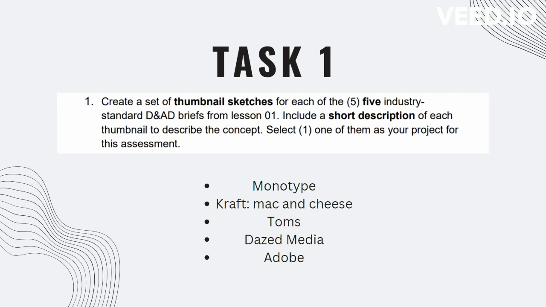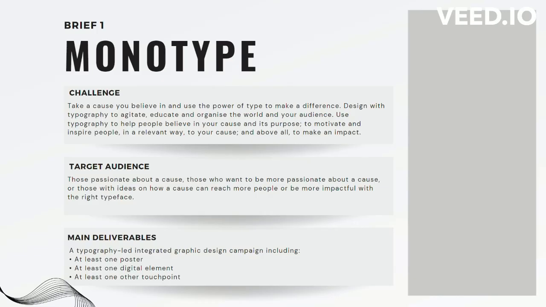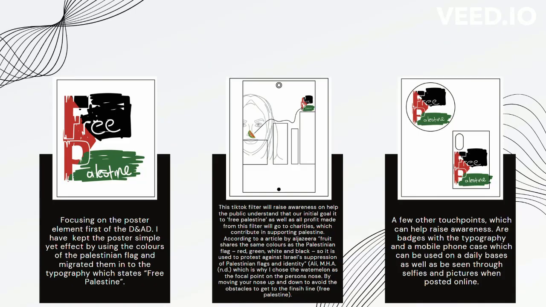They provided 5 briefs. Out of the list I picked Monotype. The challenge with Monotype was to take a cause you believe in and use the power of typography to make a difference. The target audience was anyone who wants to become more passionate about your cause. The main deliverables were 1 poster, 1 digital element and 1 other touchpoint. The cause which I based my designs on was the Free Palestine movement.